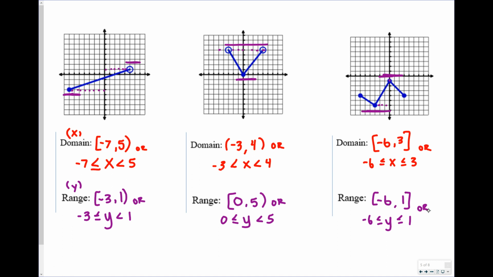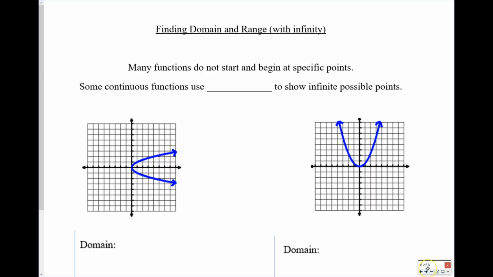So let's take a look at one last type of continuous graph you're going to see. They won't all be this stop and start in a line. At some point, you're going to see continuous graphs that look like this, that have these things at the end where it shows they go on forever. So many functions do not start and begin at specific points. Some continuous functions use arrows to show infinite possible points. Arrows mean that this graph goes on forever and ever and ever.